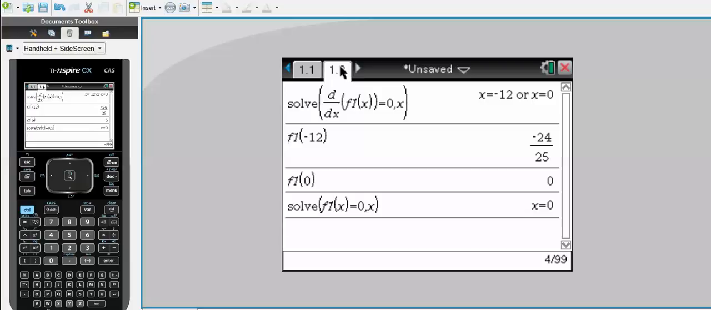0. It touches the x-axis at 0 when x is 0.